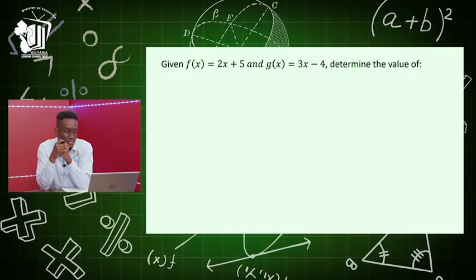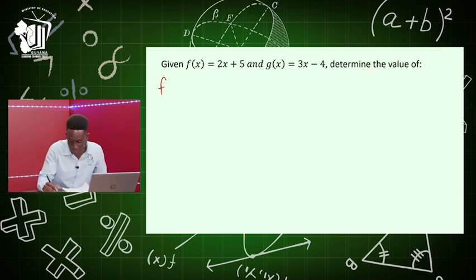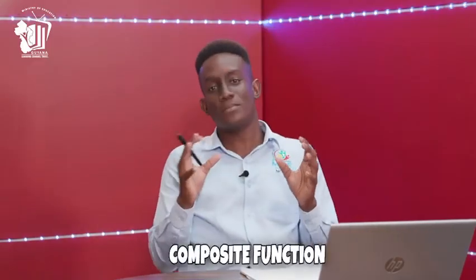So this example says, given f of x is equal to 2x plus 5 and g of x is equal to 3x minus 4, determine the value of, let's say we wanted to find f g of x. So in this case, we have a composite function.